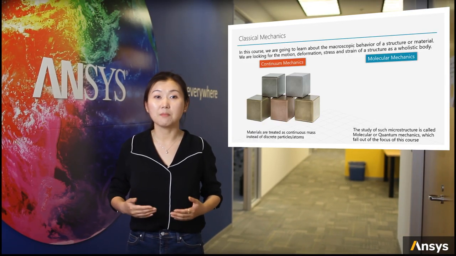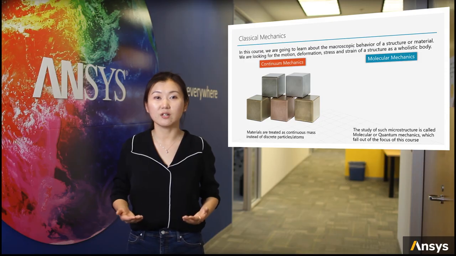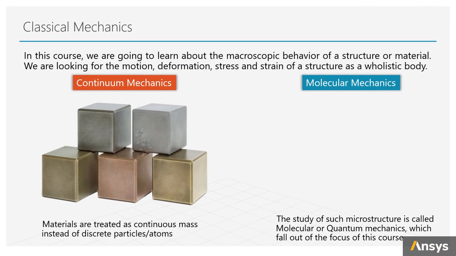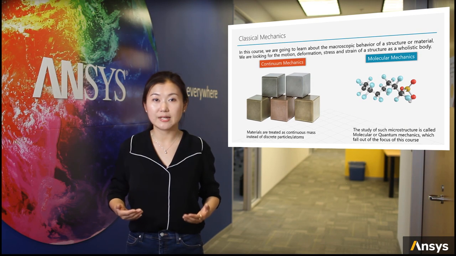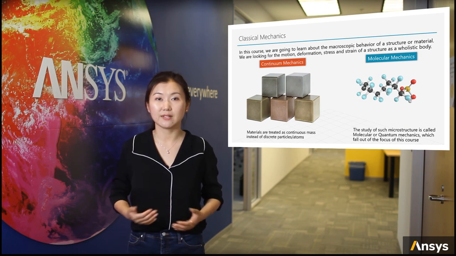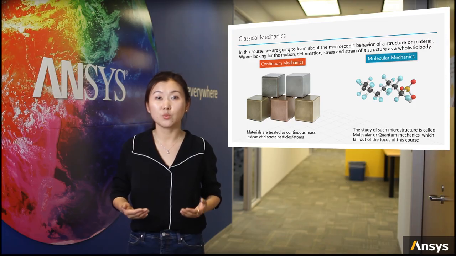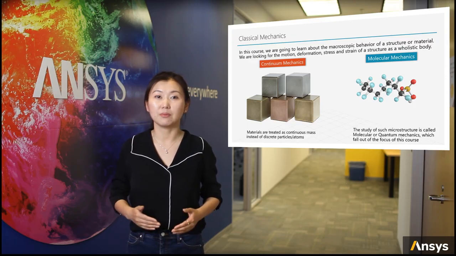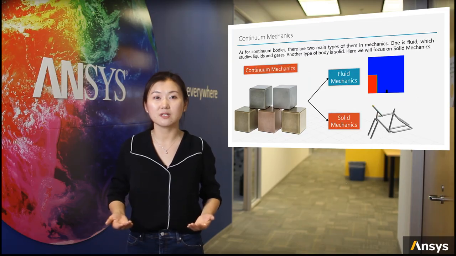We're going to learn about the macroscopic behavior of a structure or material. We will be looking for the motion, deformation, stress, and strain of a structure as a holistic body. On the other side, if we zoom in into the microstructure of any material, the molecular structure is exposed. The study of such microstructure is called molecular or quantum mechanics, which falls out of the focus of this course. What is discussed in this course will be continuum mechanics. As implied by the name, we treat the material as continuous mass instead of discrete atoms.